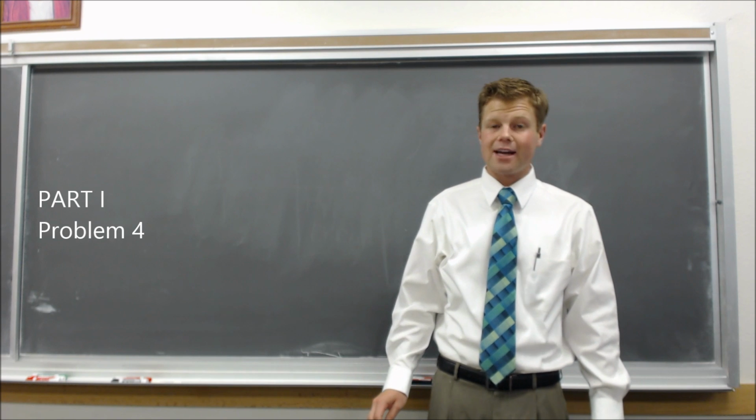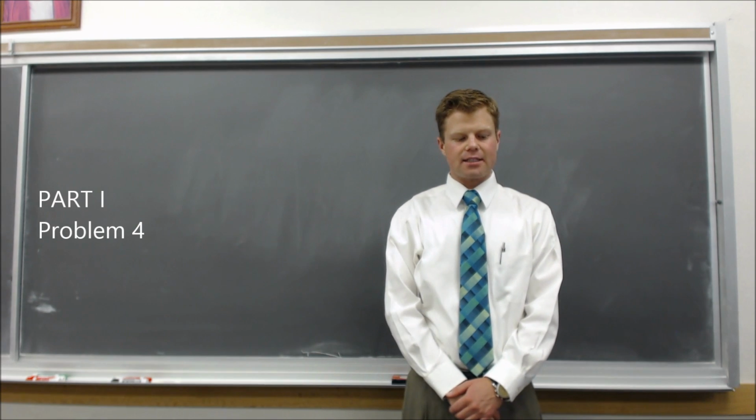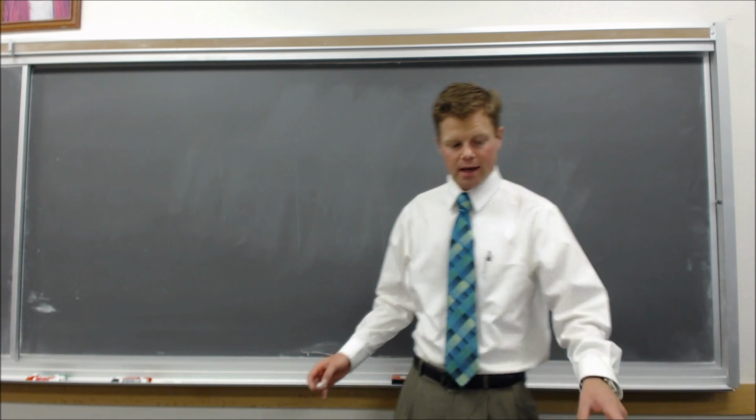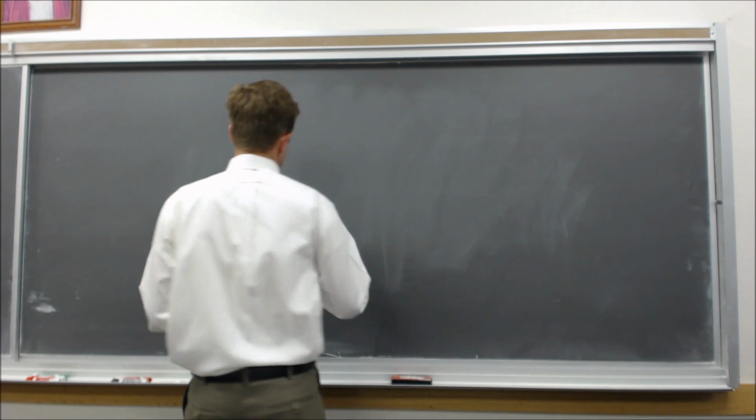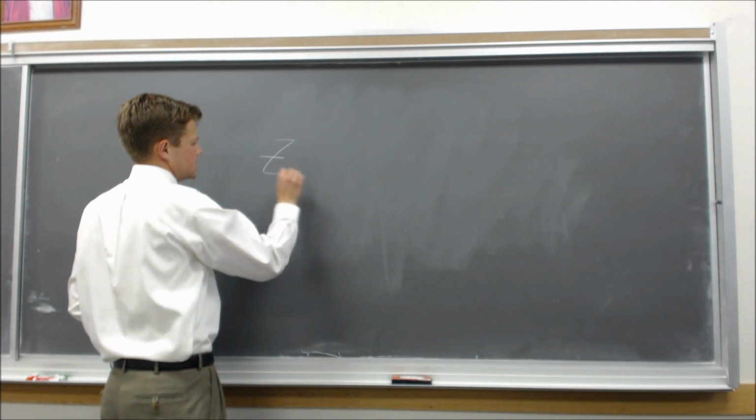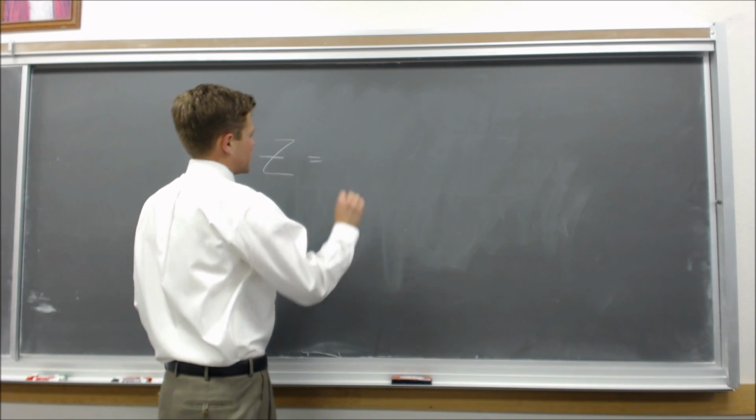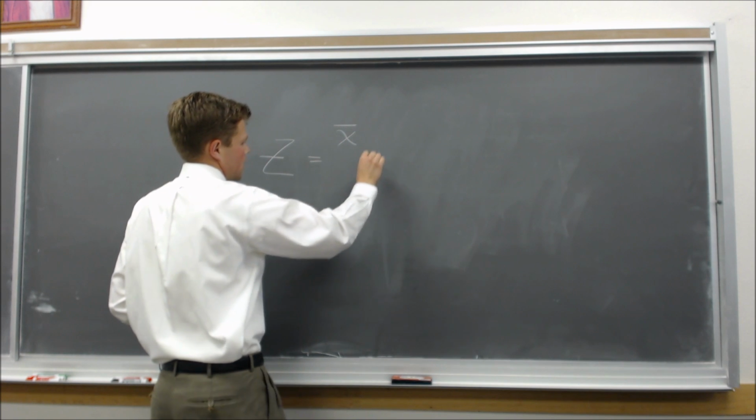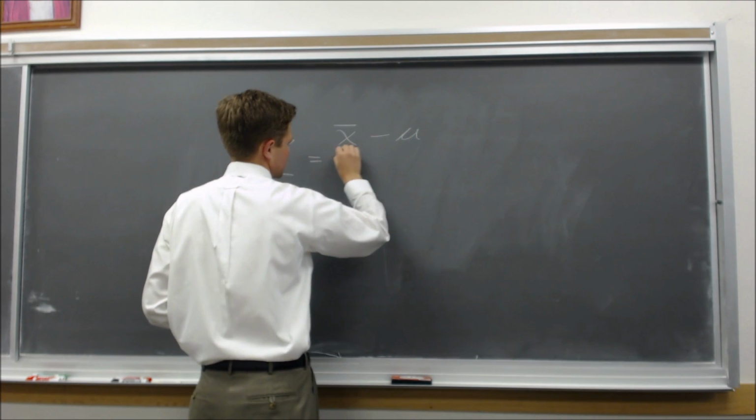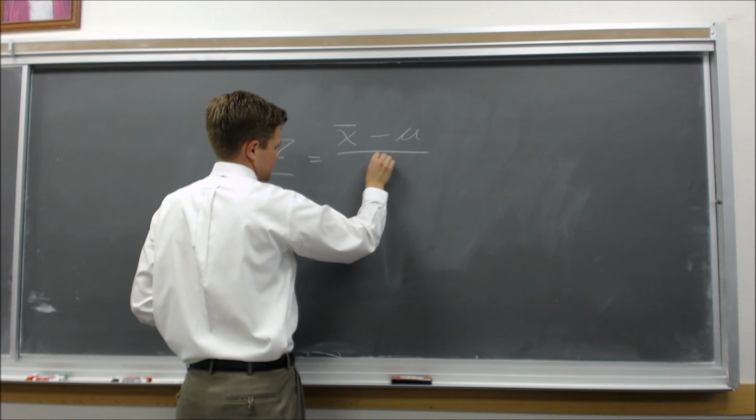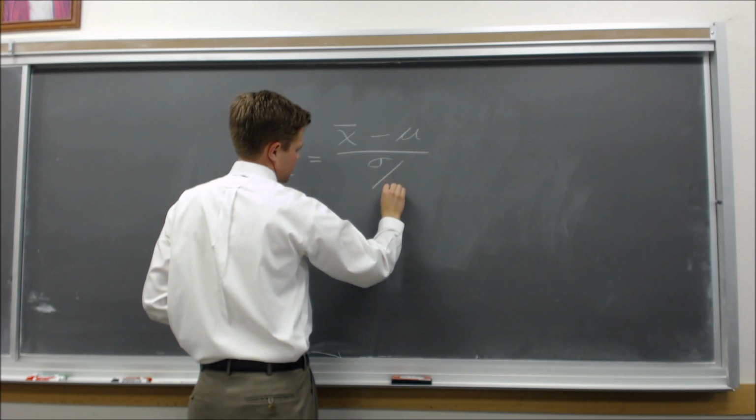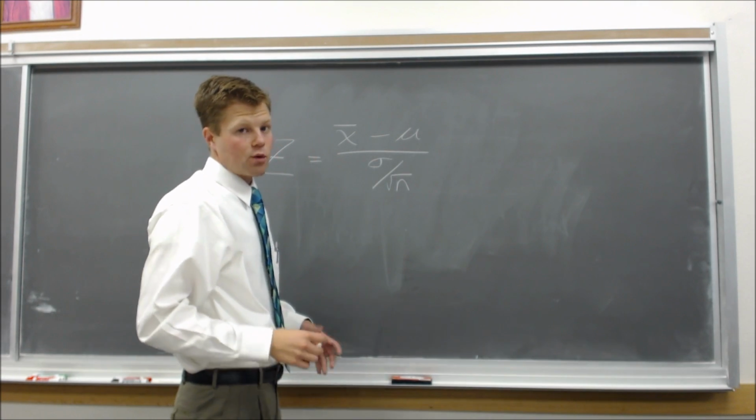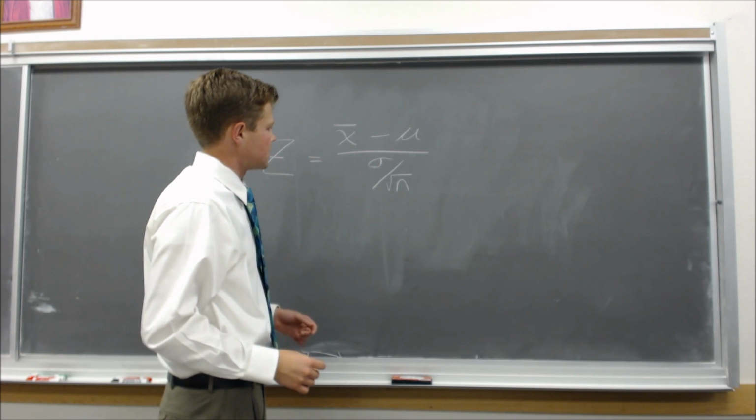Question 4, write down the formula for computing the test statistic for the hypothesis test for a single mean when sigma is known. Okay, that key word right there at the end, sigma is known, tells us that we are going to be working with a z-score. And so the formula for the z-score is x bar minus mu divided by sigma divided by the square root of n. Okay, so let's take just a second and break down what each of those pieces represent.